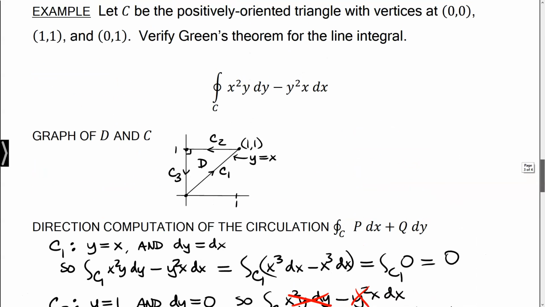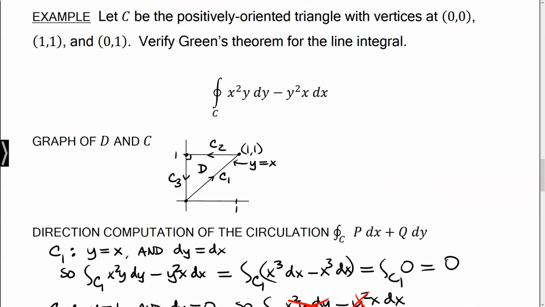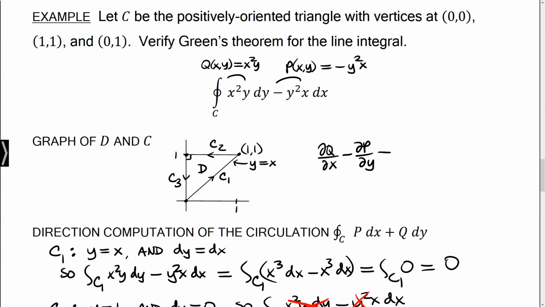You have to be super careful on this one, because it's written in the opposite way. It's dy and then dx. So actually, P of x,y is minus y squared x, and Q of x,y is x squared y. So that means partial Q with respect to x minus partial P with respect to y. Q with respect to x is going to be 2xy, minus partial P with respect to y is minus minus 2xy. All right, so that's going to be 4xy.